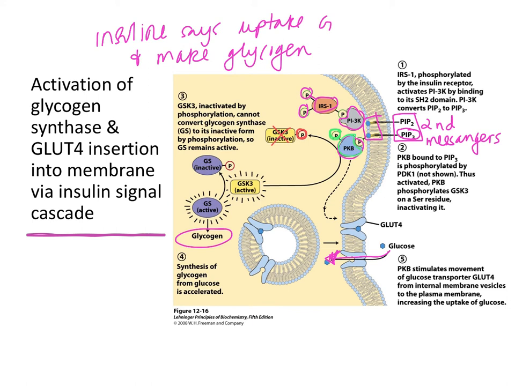So when PKB is active, it keeps GSK3 inactive, which means GS, which is glycogen synthase, is on. And that whole signal cascade is just saying, hey cell, it's time to start making glycogen. Why are you going to start making glycogen? Well, because PKB also signals the internal storage of the GLUT4 receptors, the glucose transporters, to move to the cell surface, so that now there will be a ton of glucose transporters. I probably should have used a different color for that. Maybe I'll do blue.